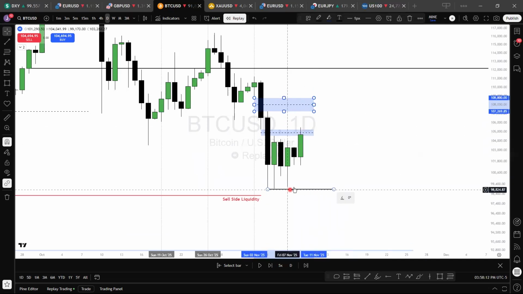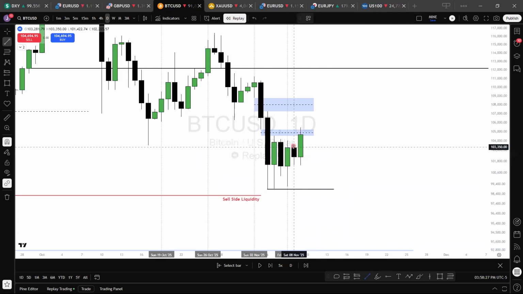External range liquidity. So because price took the previous daily high and closed above it, I will anticipate that the next drawn liquidity will be the previous daily high. All right, you can see how price took it and as well closed above it. So the next drawn liquidity will be the previous daily high and probably this area of inefficiency.